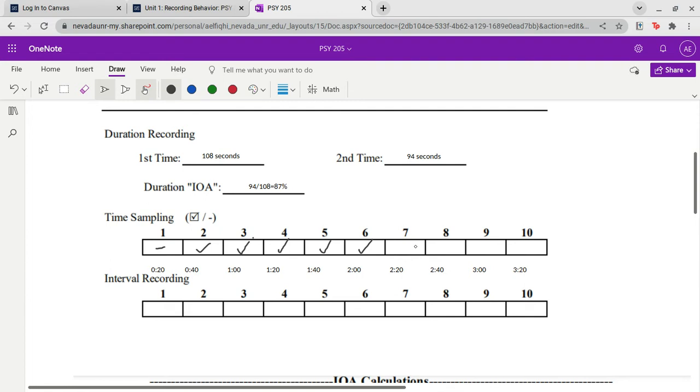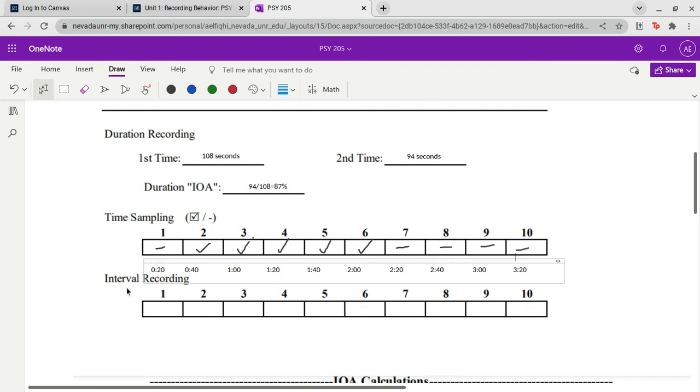And at 2:20, she did not. At 2:40, she did not. At 3 minutes, she did not. And at 3:20, she did not. So that is what we got in the class. If yours are a little bit different, that's okay. So we are just looking at those 5 seconds at each of these times. So hopefully that's what you did as well. If you got answers similar to this, I think you should be in a pretty good spot.